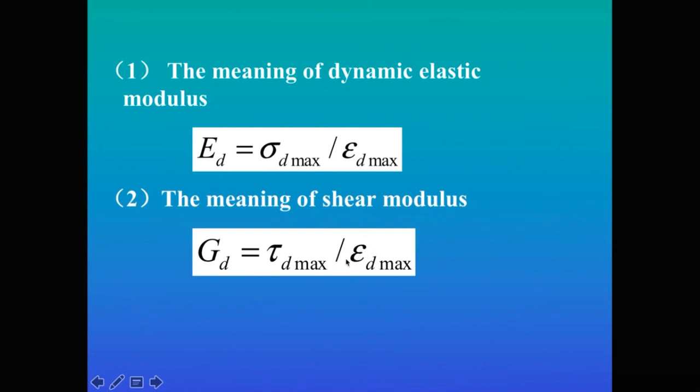But here, usually we use another character, gamma. Gamma means shear strain. Shear stress over shear strain, then this is the shear modulus. Tau d max and gamma d max are, in the dynamic test, the turning point with the maximum values of shear stress and shear strain. Then it gives the dynamic shear modulus.